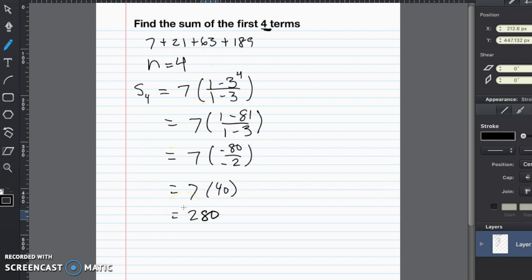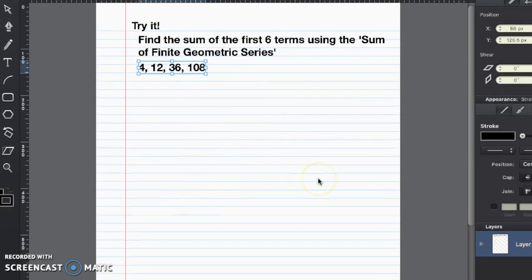All right? I think it's your turn now. Let's give it a try. So on this try it, what I want you to do is find the sum of the first 6 terms using the sum of a finite geometric series. So first things you're going to do is find a common ratio, then you're going to find the next 2 terms, and then you're going to add all those guys up together. Give it a try. I look forward to seeing it. And I'll catch you on the next video.